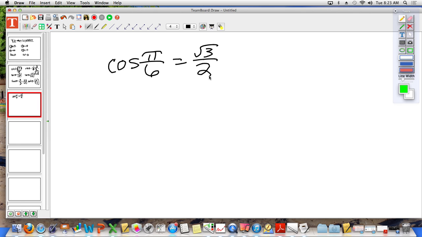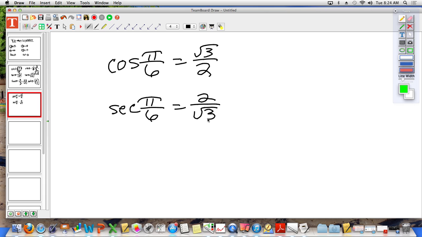Yes. All right. So if I asked you to take that value and use it to help you find the secant of pi over 6, what do you guys know about cosine and secant? They're reciprocals of each other. So what do you need to do to this square root of 3 over 2? You need to flip it. So the secant of pi over 6 is 2 divided by the square root of 3.